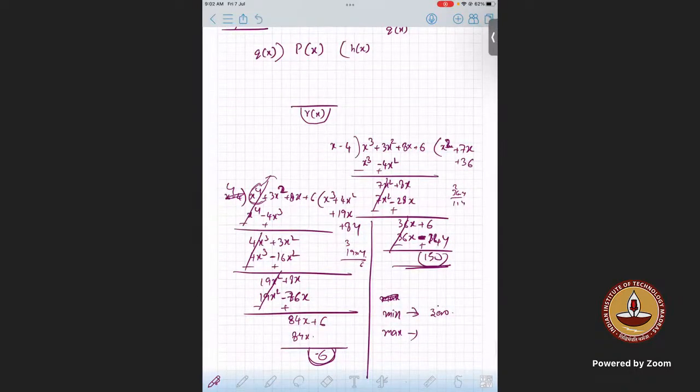Okay, they didn't define anything like this. They just said by dividing a polynomial p of x with another polynomial q of x, we get h of x as the quotient and r of x as the remainder. Right.